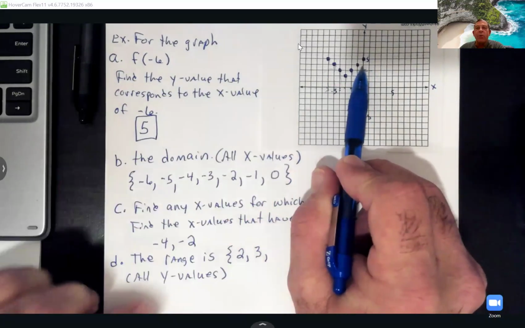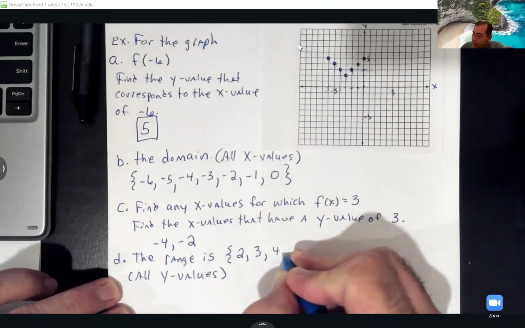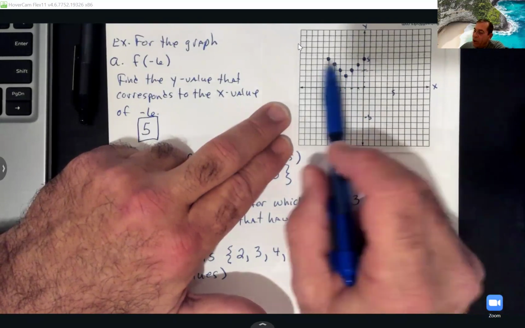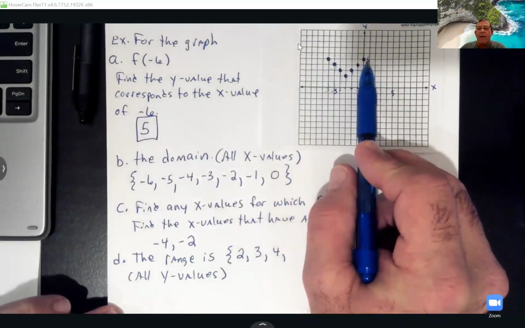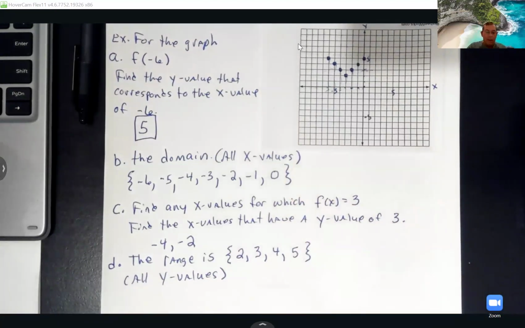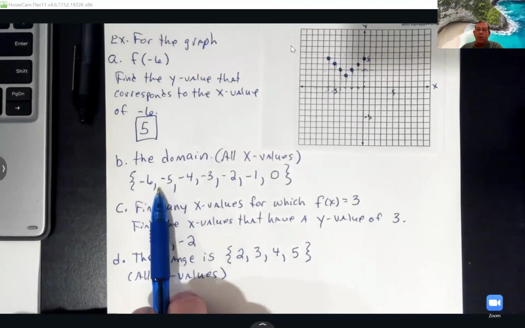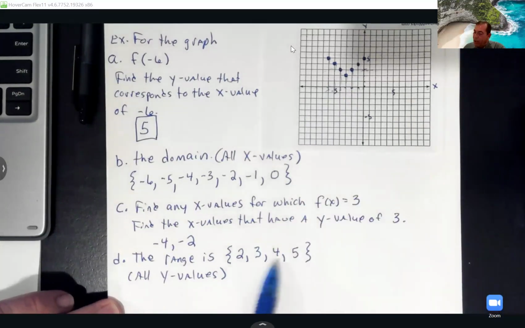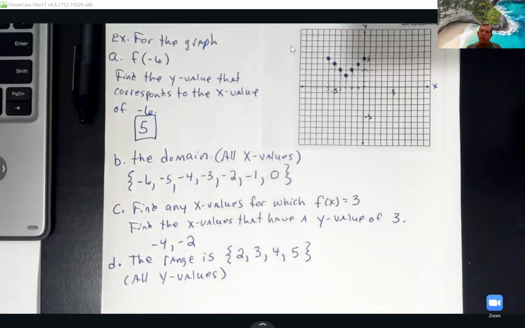They both have a y value of 4. And then y'all, the final numbers in my range are the 2 top points, and they both had a y value of 5. Okay, so notice on the domain, I had 7 different x values. But on the range, I'm only getting 4 numbers because I had 2 3s, 2 4s, and 2 5s. So we don't put repeats in our range.